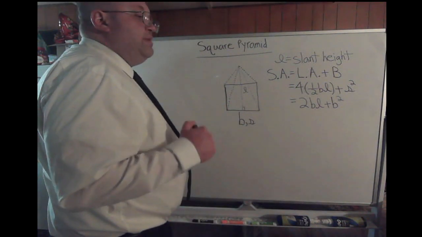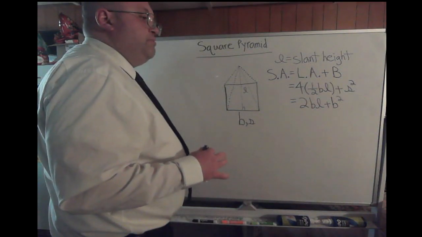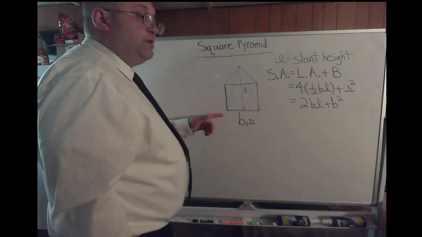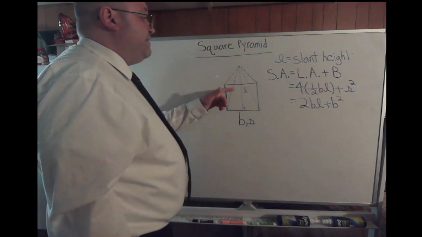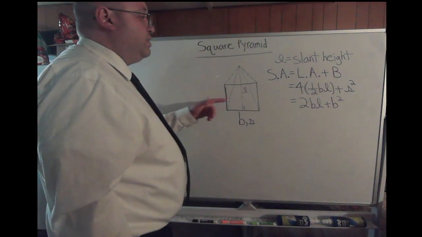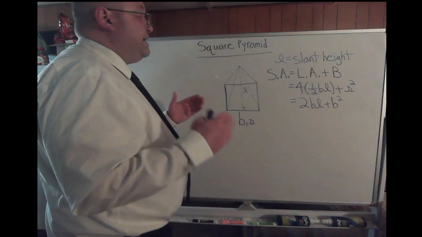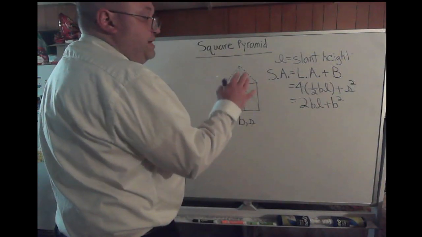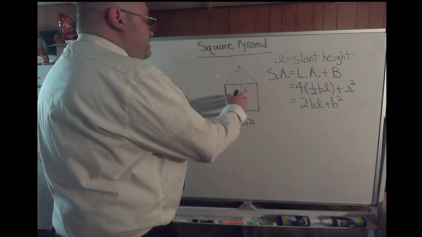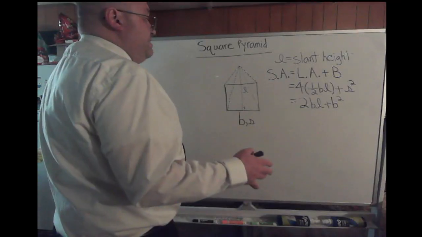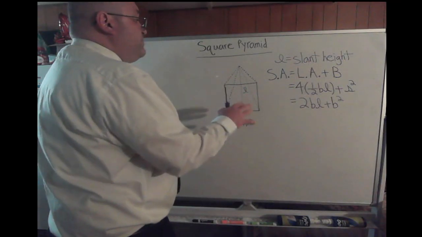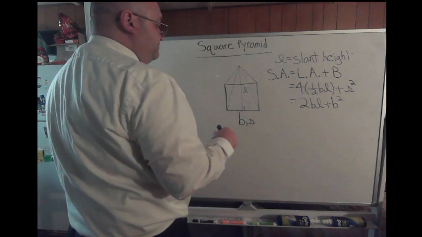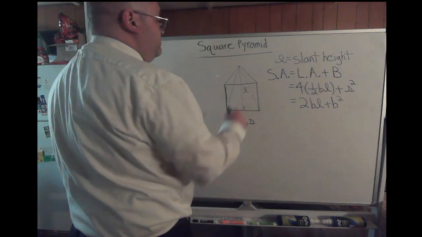You're going to know how many faces you have in a pyramid by the number of sides your base has. So if this were a triangular pyramid, you would have only three faces, three triangular faces instead of four. If it was a pentagonal pyramid, you would have five triangular faces and then the base being a pentagon because the base has five sides. But this is a square pyramid. You have a base that's a square plus four faces that are triangles.